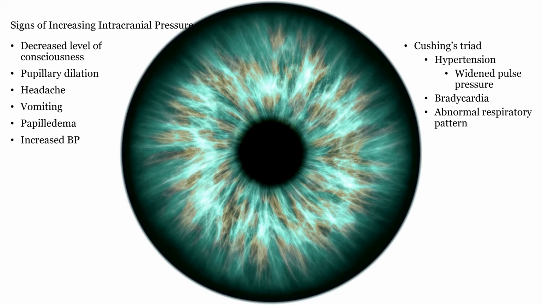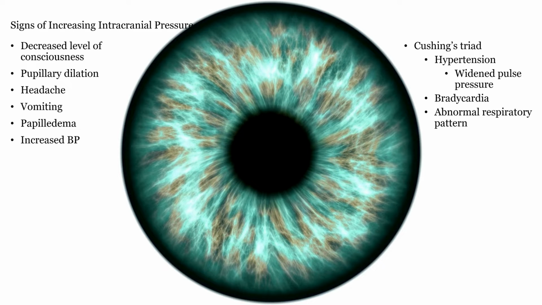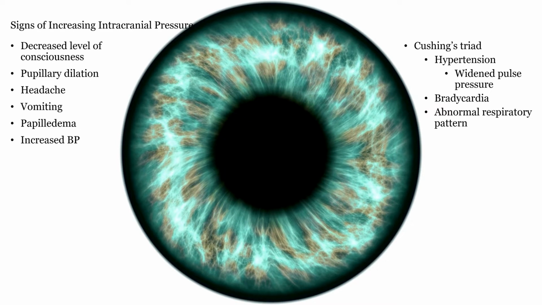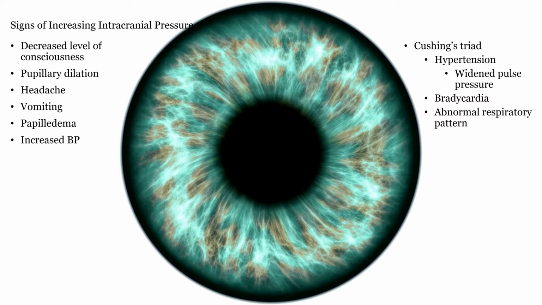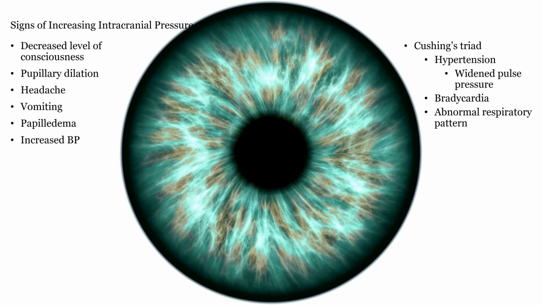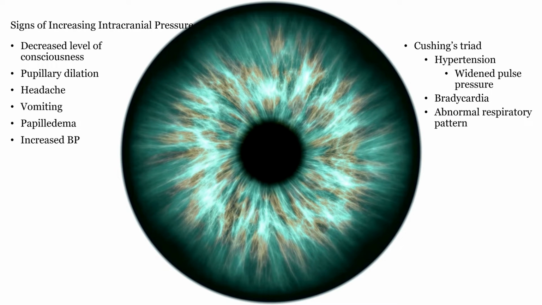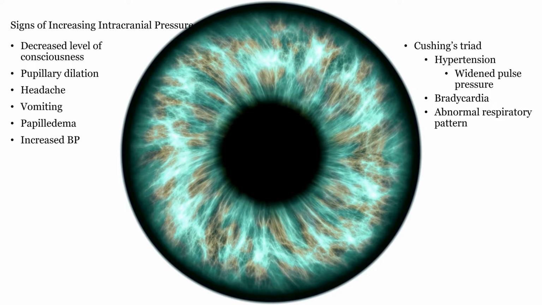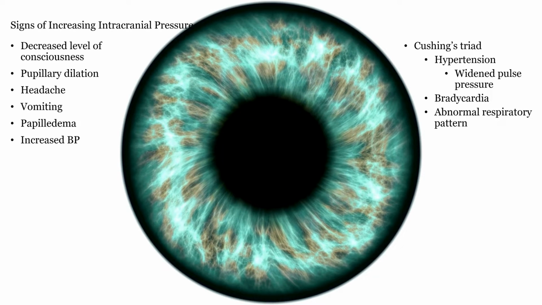Signs of increased intracranial pressure can include decreased level of consciousness, dilation of pupils, headache, and papilledema, which is when the retina looks edematous on an ophthalmological examination. Hypertension can also be a sign, along with wide pulse pressures, bradycardia, and an abnormal respiratory pattern.